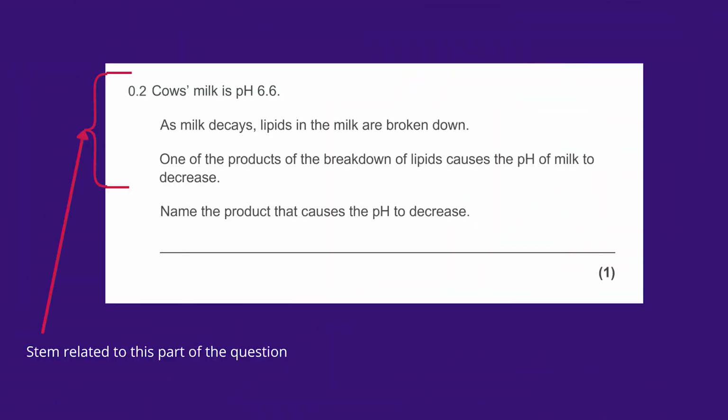The second part of this question has a structure very similar to the first part. This part has a stem that is related only to this question. As you can see, there is more information for this part, which is designed to provide the student with guidance on what they are going to be required to do.